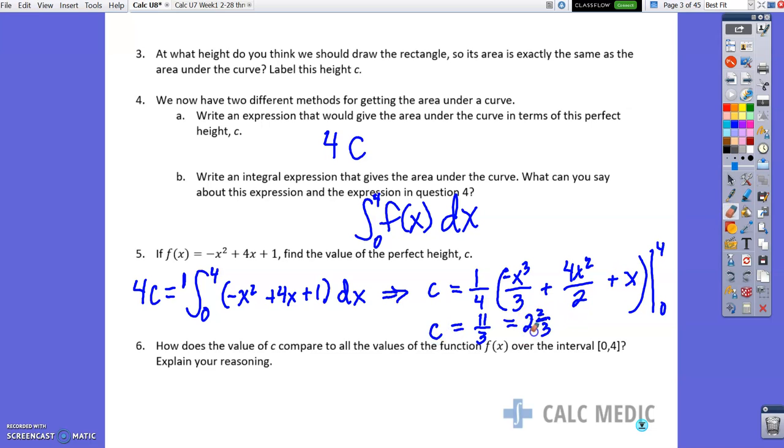All right, so that makes C equal to 11 thirds, which is 3 2/3. And again, go ahead and try to see if you can get to that answer without a calculator. It's important that you do not use a calculator for any of the problems on this assignment. So how does the value C compare to all the values? It is the average value of the function, and that's really important. Here is the average value. That's what we're trying to get at.